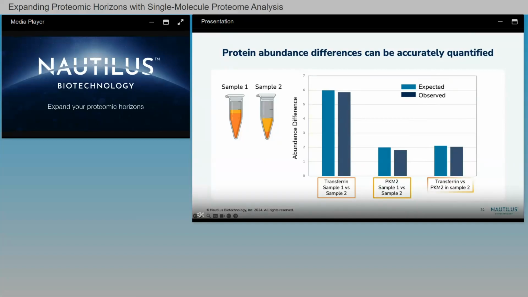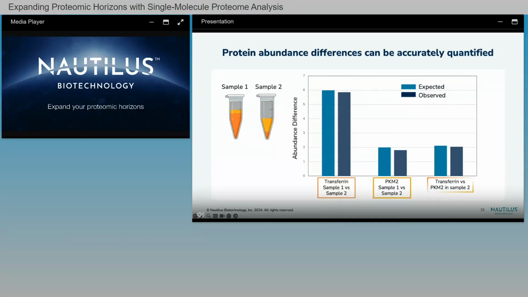And we can ask those questions in both a relative quantification question or in an absolute quantification question. In a relative quantification question, we might look at transferrin and note that between sample 1 and sample 2, there's a 6-fold difference between the abundances, and we get that back. Likewise, we can look at PKM2 and see about a 2-fold difference between those.